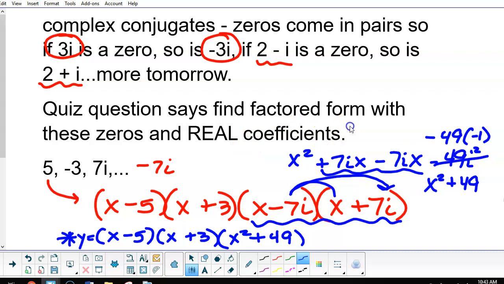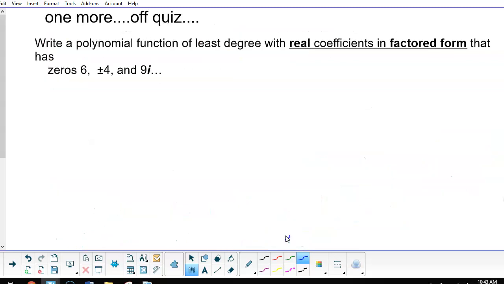It says factored form, but it also says that it has to have real coefficients. This does not factor other than imaginary coefficients. Okay, so this might be the question tomorrow. Write a polynomial function of least degree with real coefficients in factored form that has zeros of 6, plus or minus 4, and 9i. As soon as you see 9i, you need to know to add what? Negative 9i. Everybody going to remember that tomorrow?